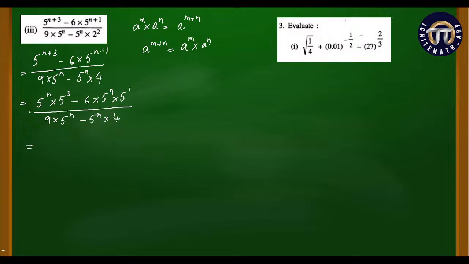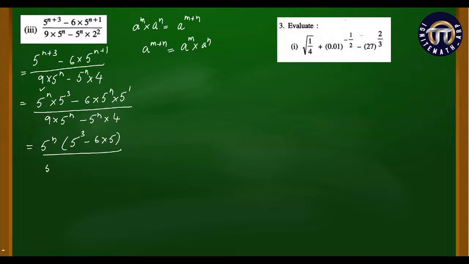So what I do is the factorization. 5 to the power of n is taken common. Okay, so 5 to the power of n is taken common. If you want, you can take out 5 also, or if you don't want, you just keep this as it is: 5 to the power of 3 inside, then 6 into 5 will remain inside.